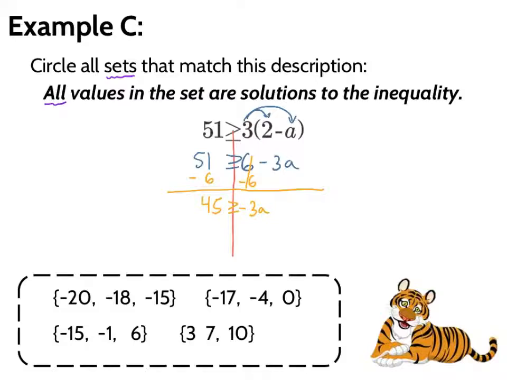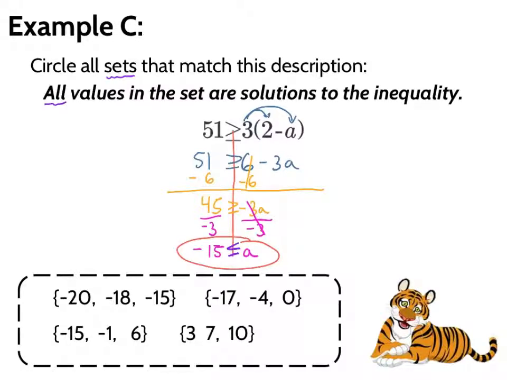And the final step of my inequality, I'm going to divide both sides by negative 3. The inverse operation of multiplication is division. Divide both sides by negative 3. These are going to cancel, bring down my a. This time I did divide by a negative number, the negative 3, so my sign is going to flip, go the other direction. And then 45 divided by negative 3 is going to give me negative 15. So the solution to my inequality is a is greater than or equal to negative 15.